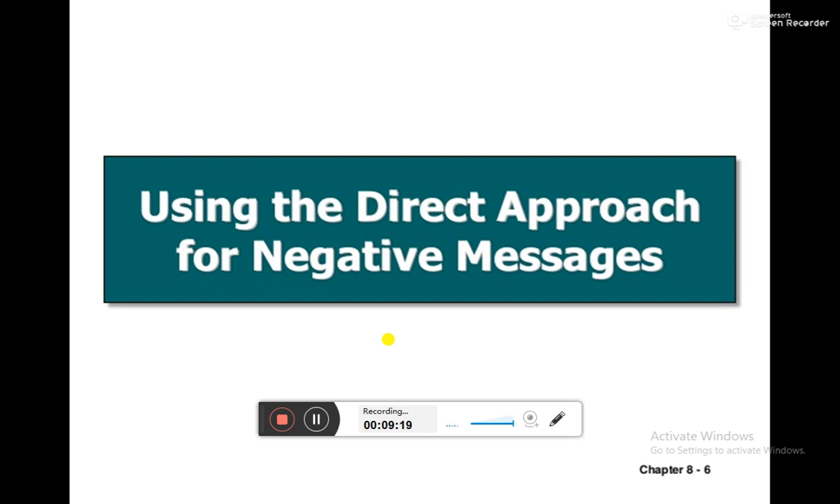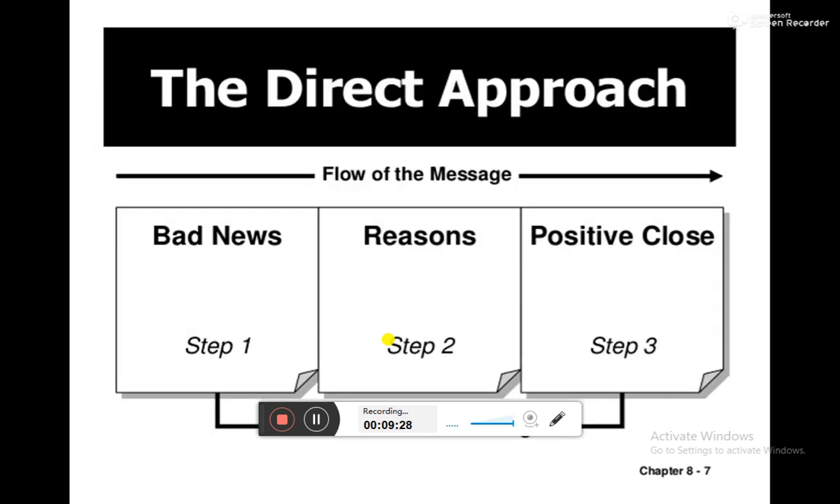Let's come towards another topic, that is using the direct approach for negative messages. A negative message using the direct approach opens with the bad news, proceeds to the reasons for the situation or decision, and ends with a positive statement aimed at maintaining a good relationship with the audience. Depending on the circumstances, the message may also offer alternatives or a plan of action to fix the situation under discussion.